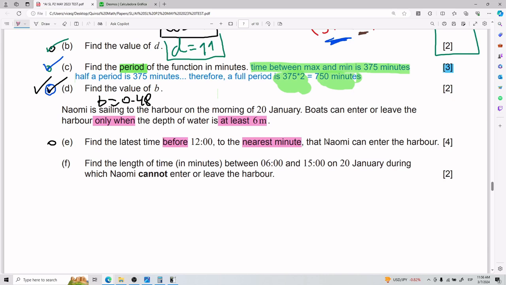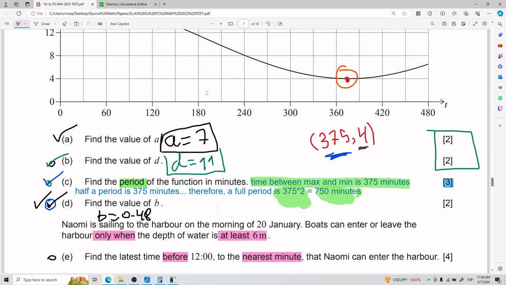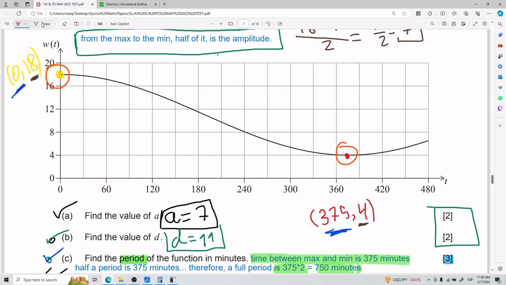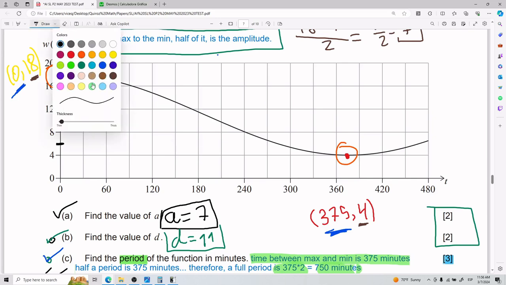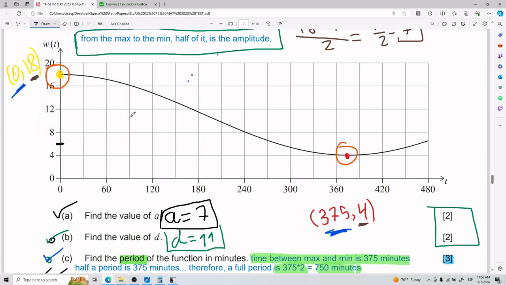Okay, let's understand this a little bit better. They can enter or leave only when the depth of water is at least 6 meters, or else their boat probably gets stuck. So 6 meters is just around here. If I go ahead and draw a line that cuts like this, actually let me use a different color. If I draw a line that cuts like this, again, not the straightest line in the world, but you guys get the idea.